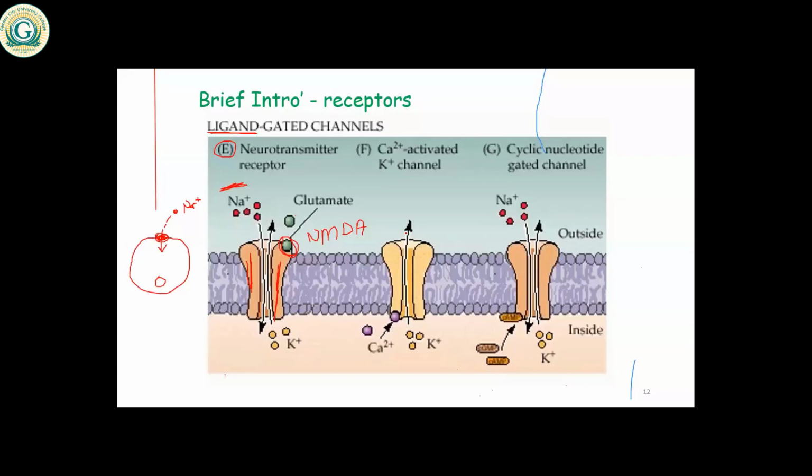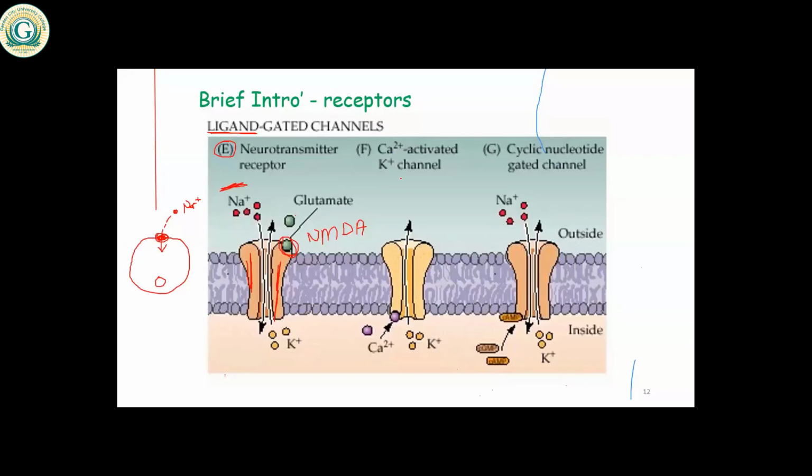All right. Now let's look at the second one. With the explanation I've given to you for the first one, the second one should be easy. All that you are trying to see is that for this particular receptor, it opens to allow potassium to go out of the cell.